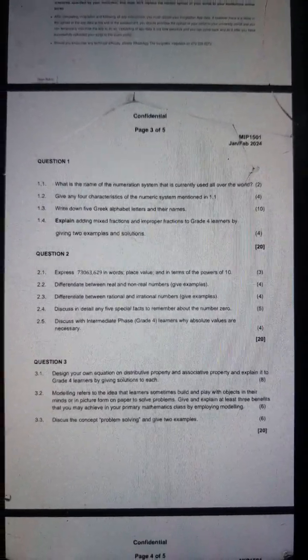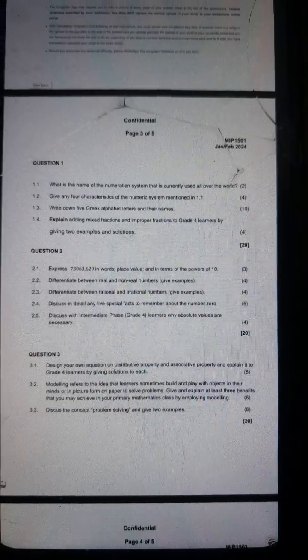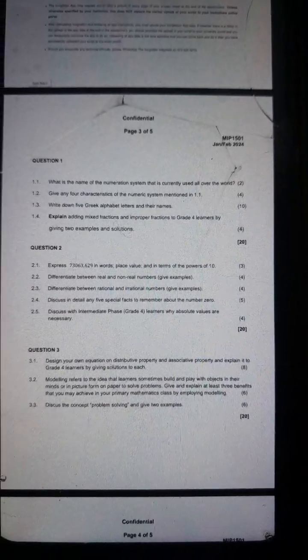Right, so as we are revising our October November 2024, it is essential for us to go through this question paper as a form of practice.